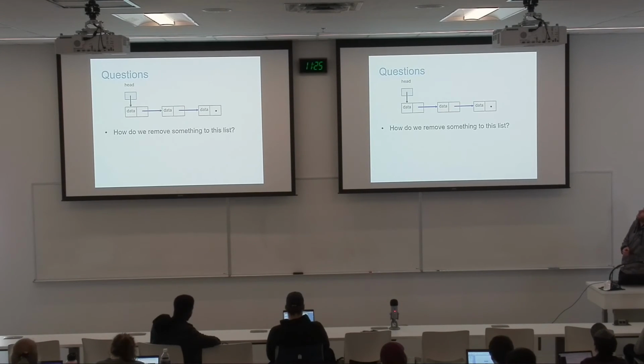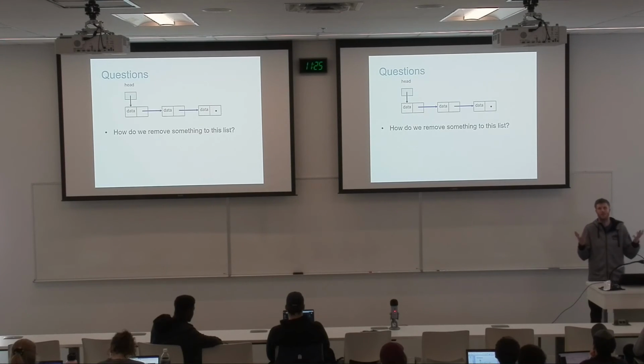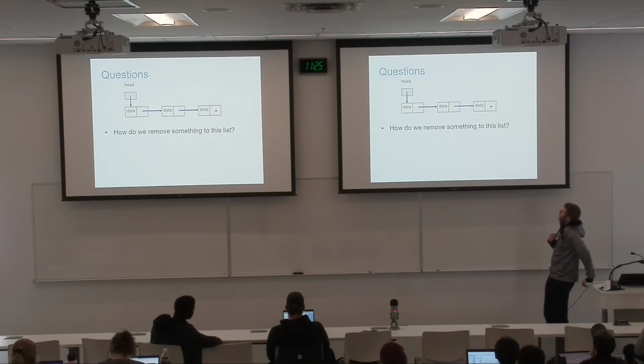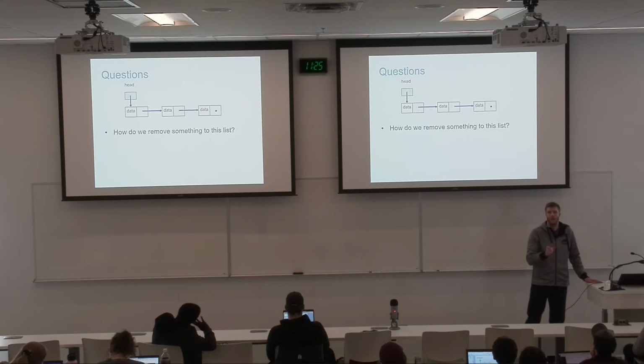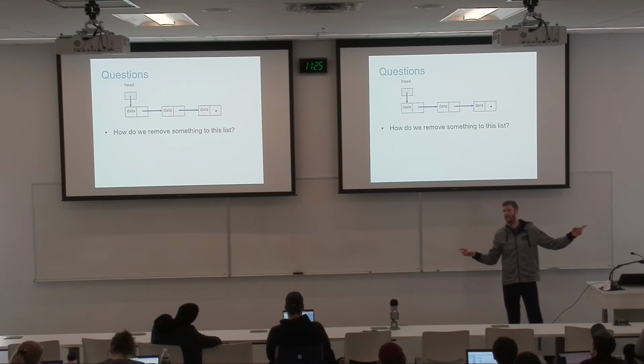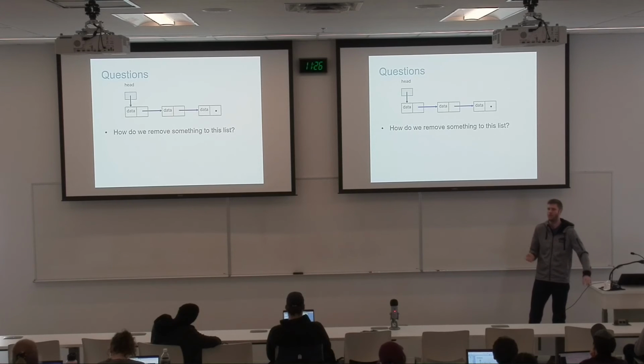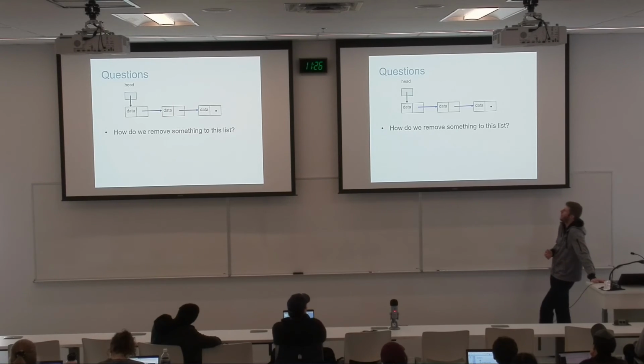Think for a second. Remember, head itself is the pointer, not the head node. That's important. It's a pointer that gets us to the head node, but remember that they're separate. So last time we were talking about how to add things to the middle, add things to the end, add things to the beginning. How would I go about removing something from the beginning in this situation? How could I remove that?